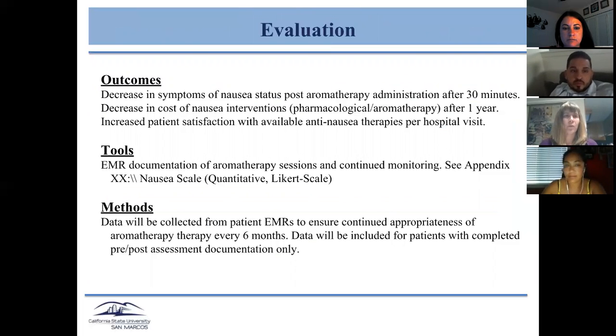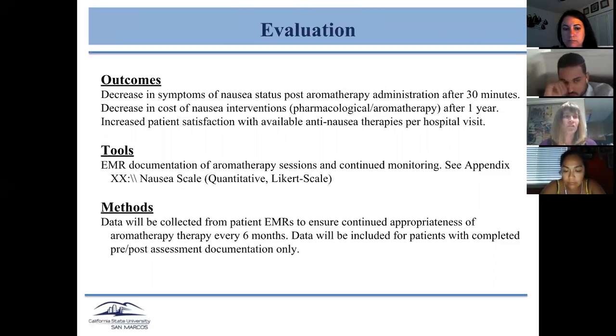Outcomes are based on the recommendations developed by the use of the Johns Hopkins Evidence-Based Practice Synthesis of Literature and Recommendation Tool. Patient outcomes will be documented in the electronic medical record at 30 minutes post-intervention, as will any continuing monitoring and additional interventions. Patient's nausea status will be evaluated based on the included nausea scale.